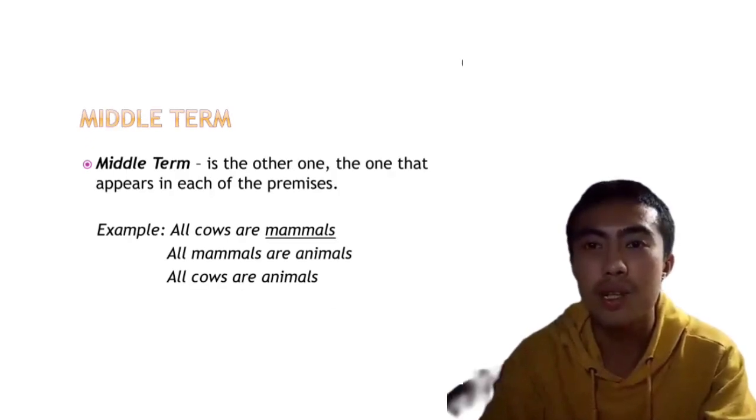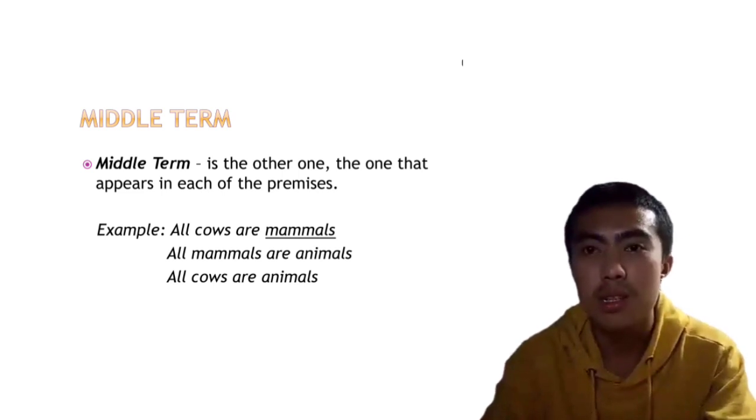And the last one is middle term. Middle term is the other one, the one that appears in each of the premises. Example, all cows are mammals. All mammals are animals. All cows are animals. The middle term is mammals.